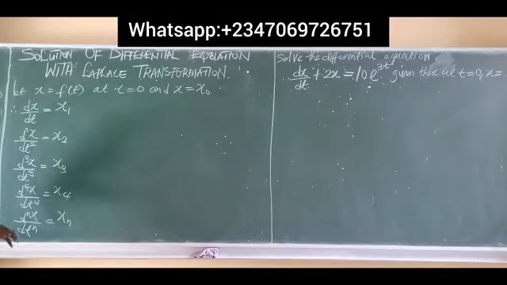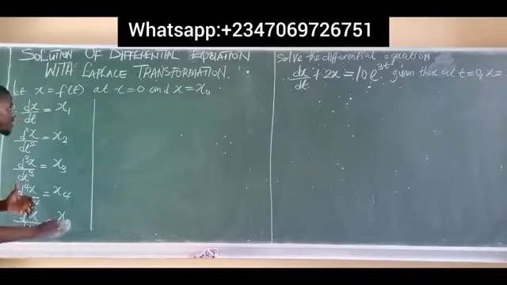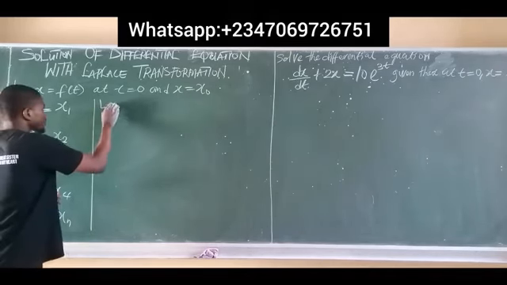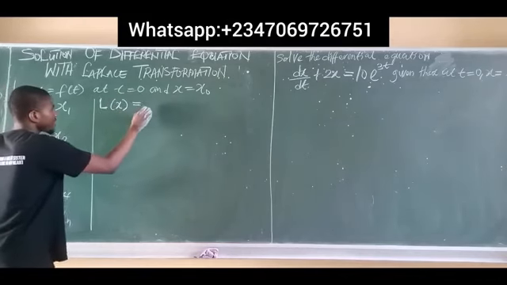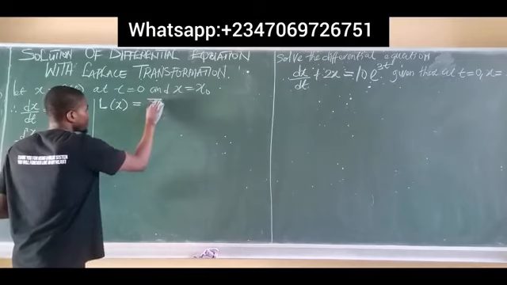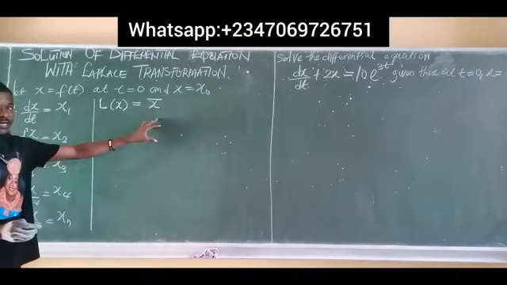So keep this in mind. This is the first shortcut I want you to always know: dx/dt is called x1, d²x/dt² is called x2, d³x/dt³ is called x3, and so on. Now that's the first thing to note. The second thing to note is the Laplace transformation of x. The Laplace transformation of x is simply taken as x bar.